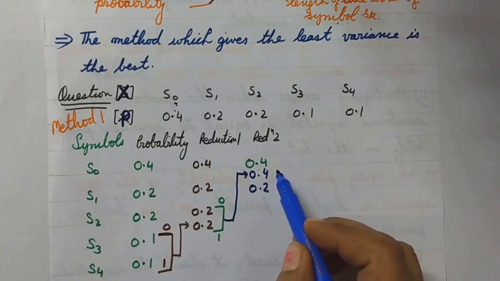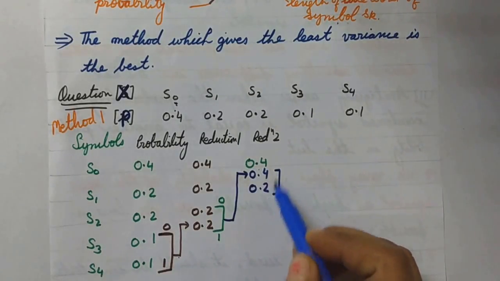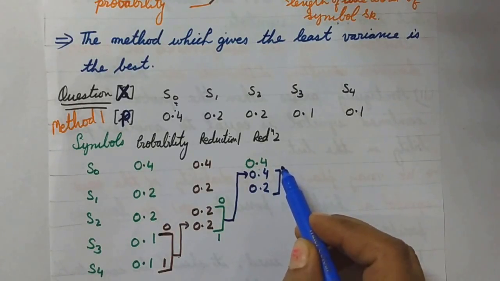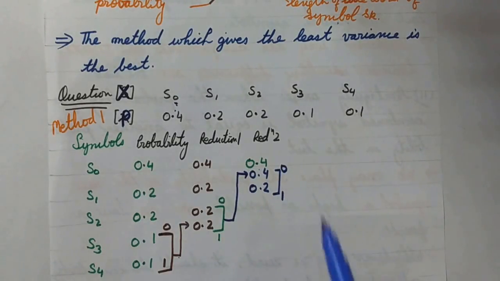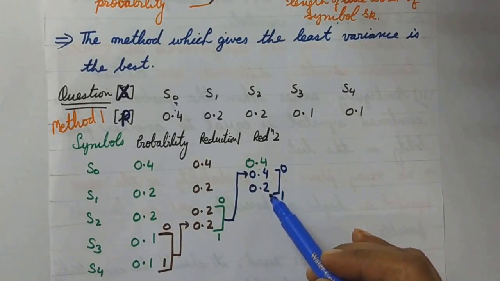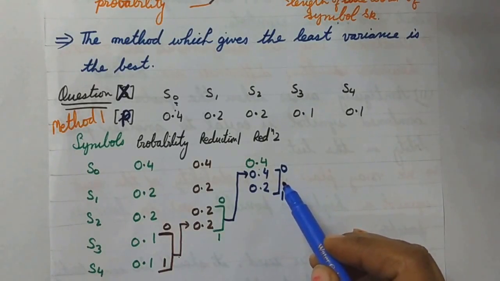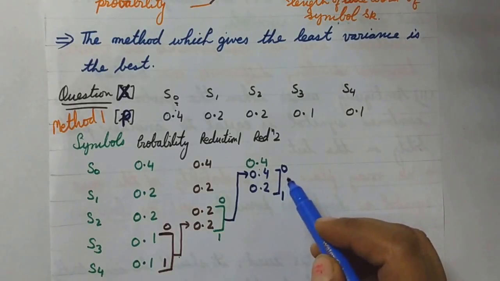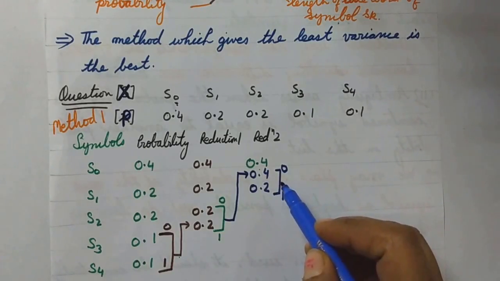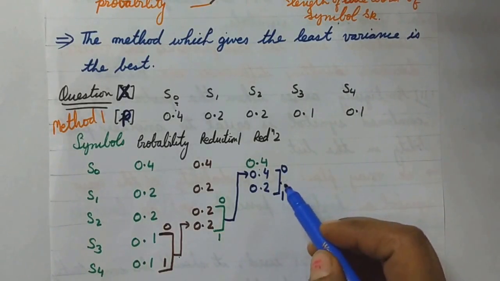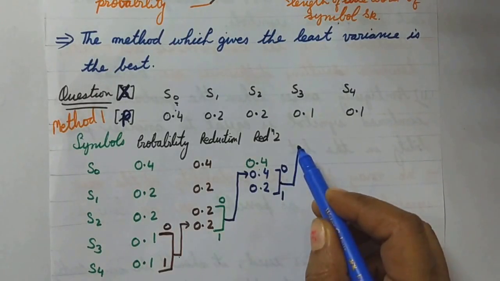Now in the next stage I am going to combine these last two again. I'll give this 0, I'll give this 1, and this 0.4, 0.2, I'll add their probabilities. It comes to 0.6. So no problem, since the probabilities have to be arranged in decreasing order, and 0.6 is greater than 0.4, it will come at the top.